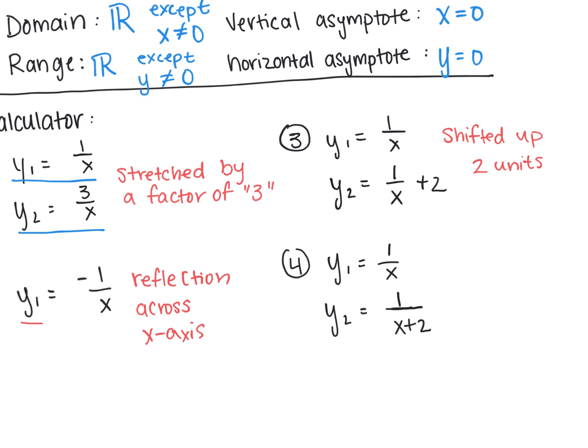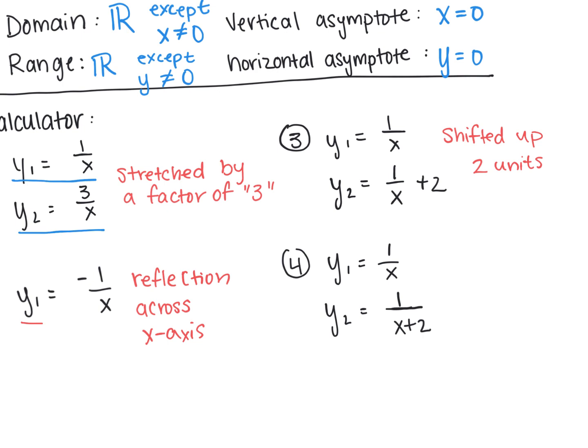And so you can probably guess what's going to happen on number 4 if I move that plus 2 from the outside of the fraction to the inside. What do you think is going to happen on number 4? So up and down is outside of the fraction. When we put it inside the fraction, we're going to move left to right. It's going to move to the left.